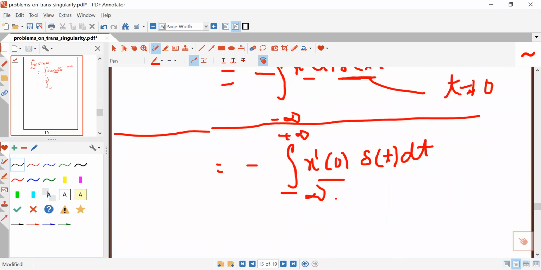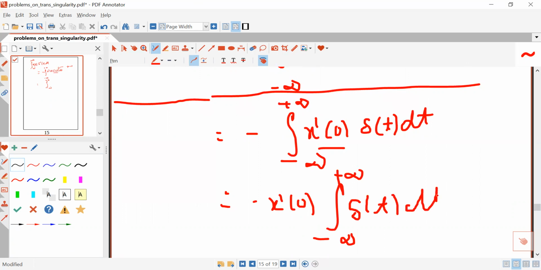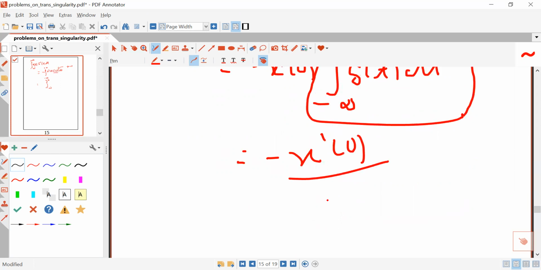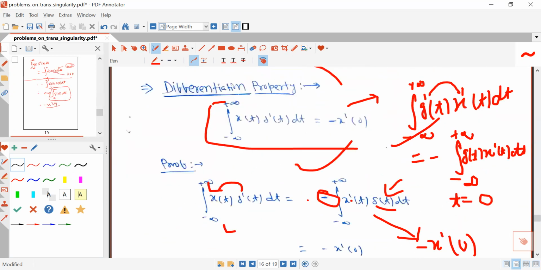Now this is a constant, so you can keep this value outside the integration, and delta t dt. And from the fundamental knowledge of the impulse signal, you know this is the area under the impulse signal which is equal to 1. So you can write it as minus x dash 0 into 1, which is equal to this. In this way, you can derive this differential property. So this is very easy.